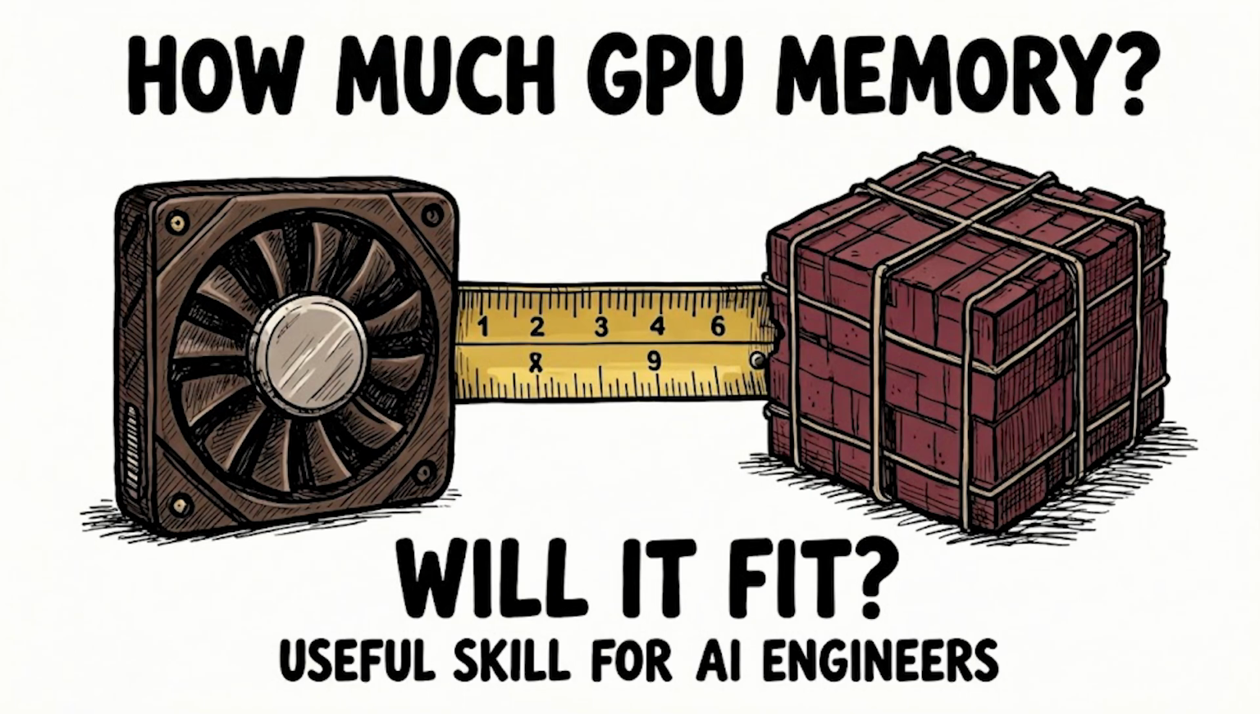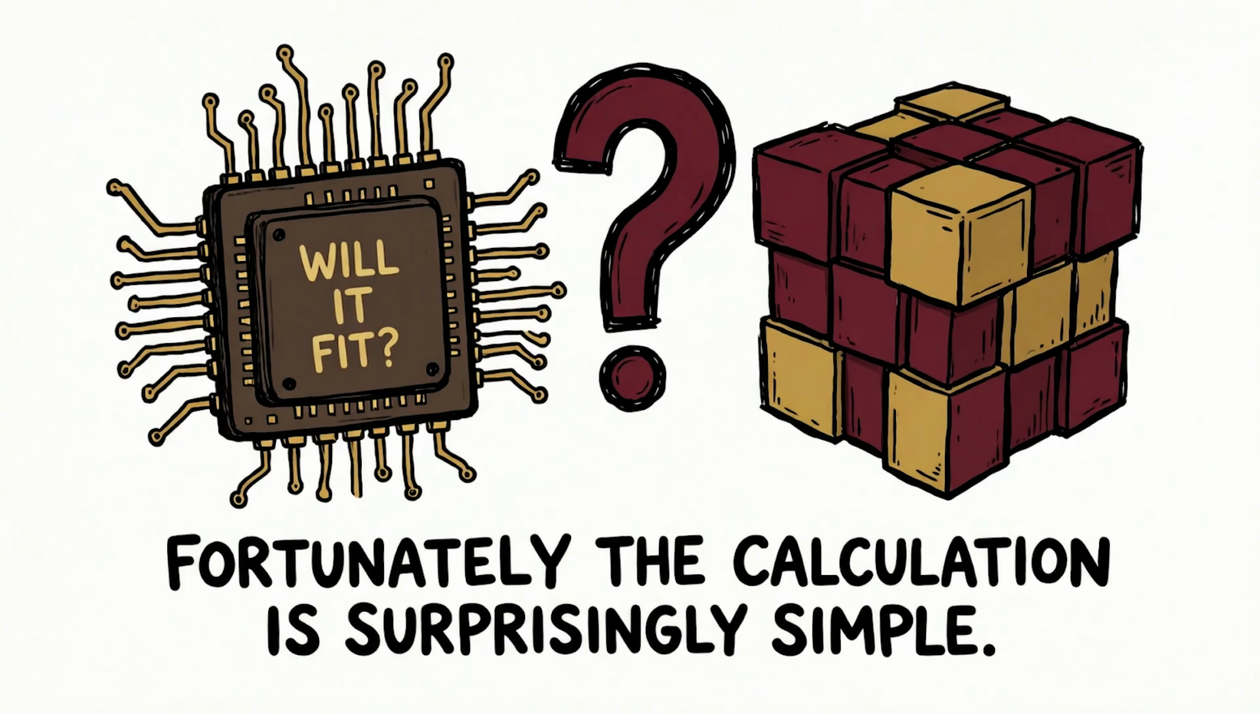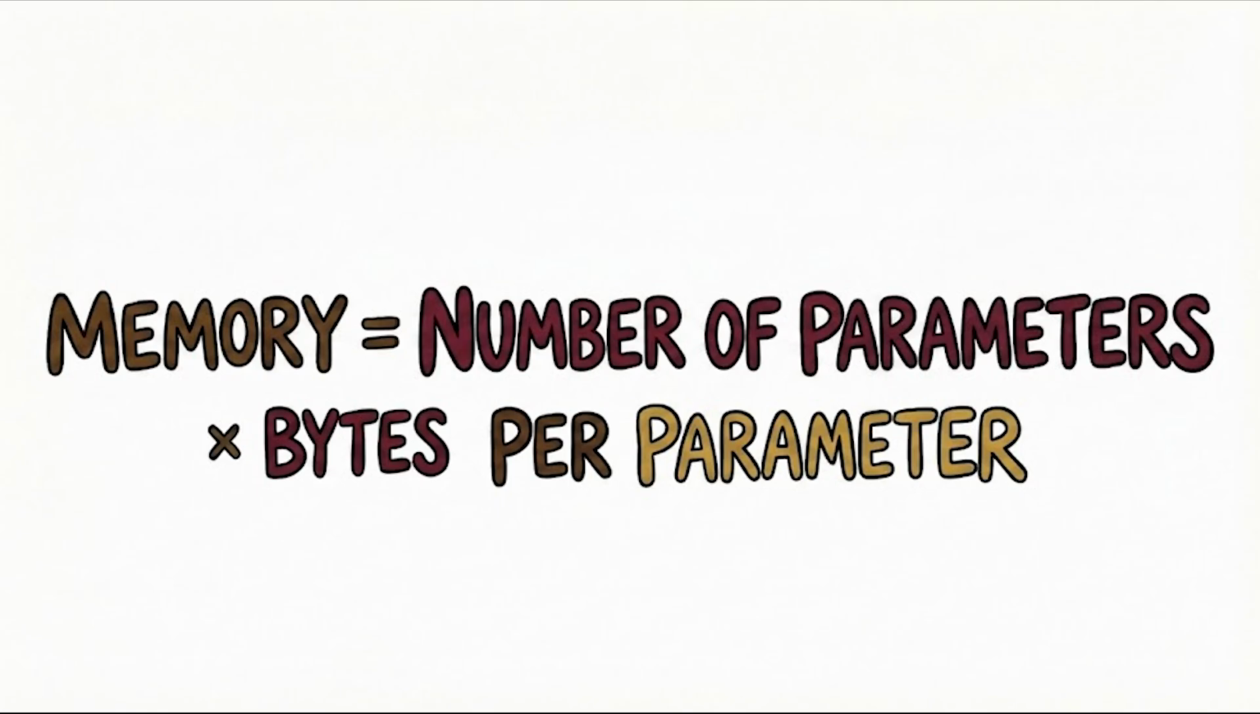One of the most useful things you can do as an AI engineer is to estimate whether a model will fit into your GPU's memory. Fortunately, the calculation is surprisingly simple. Every parameter in a neural network is stored as a numerical value. The amount of memory required depends on two things: the number of parameters and how many bytes are used to store each parameter. This gives us a simple equation. Memory equals the number of parameters multiplied by bytes per parameter.